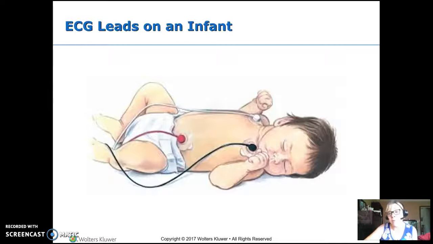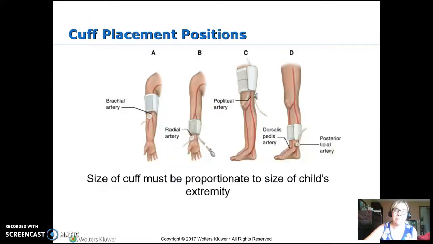And if you see a really weird EKG, don't try and diagnose something. It's probably the leads are in a weird place. So look at the leads before you think that there's something going on with that EKG.